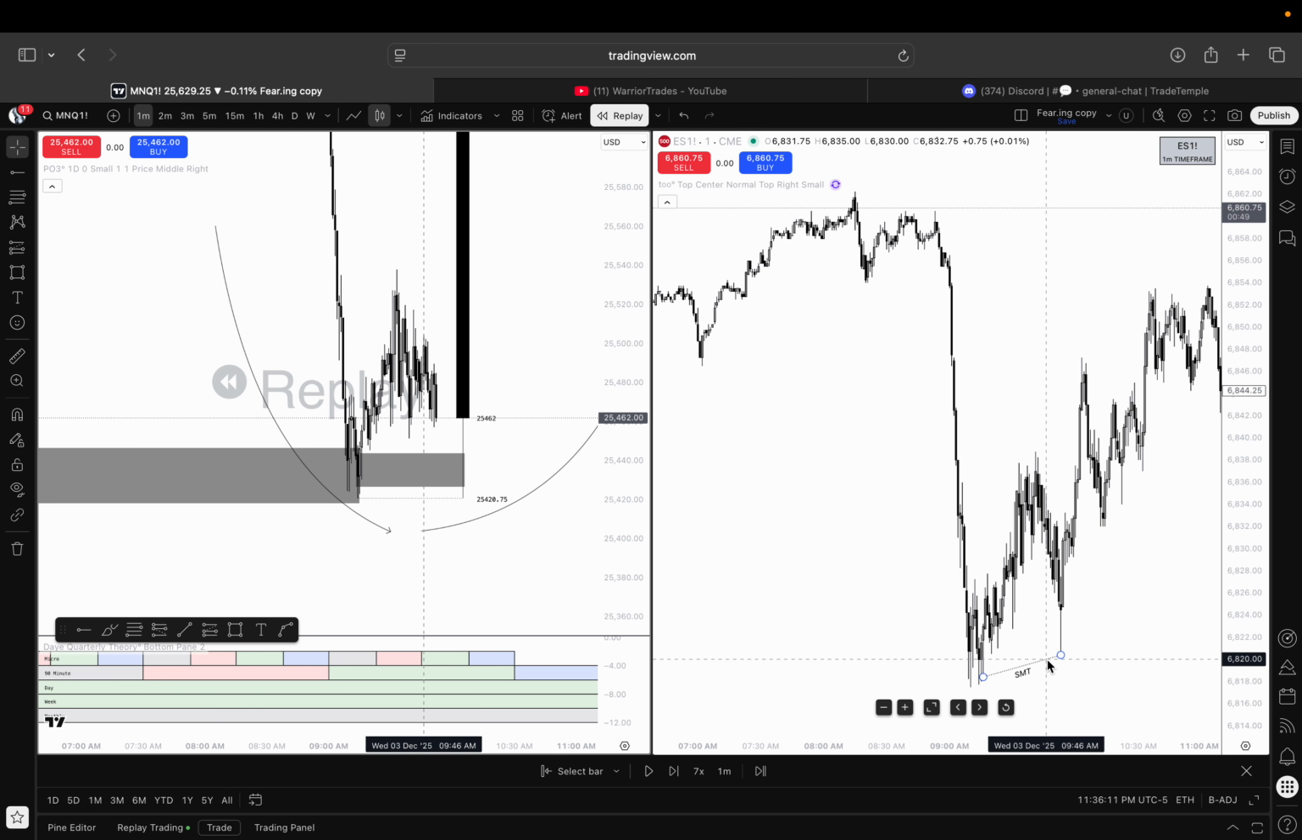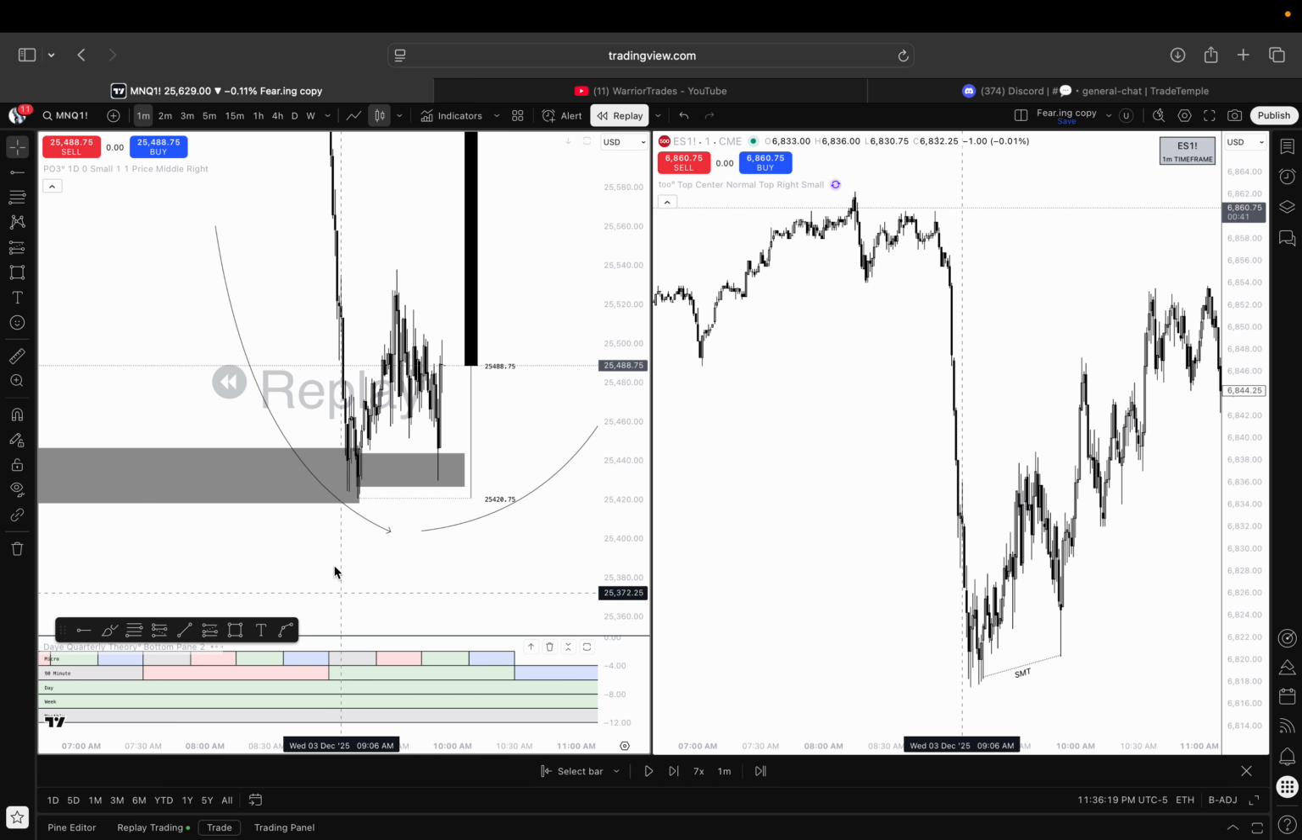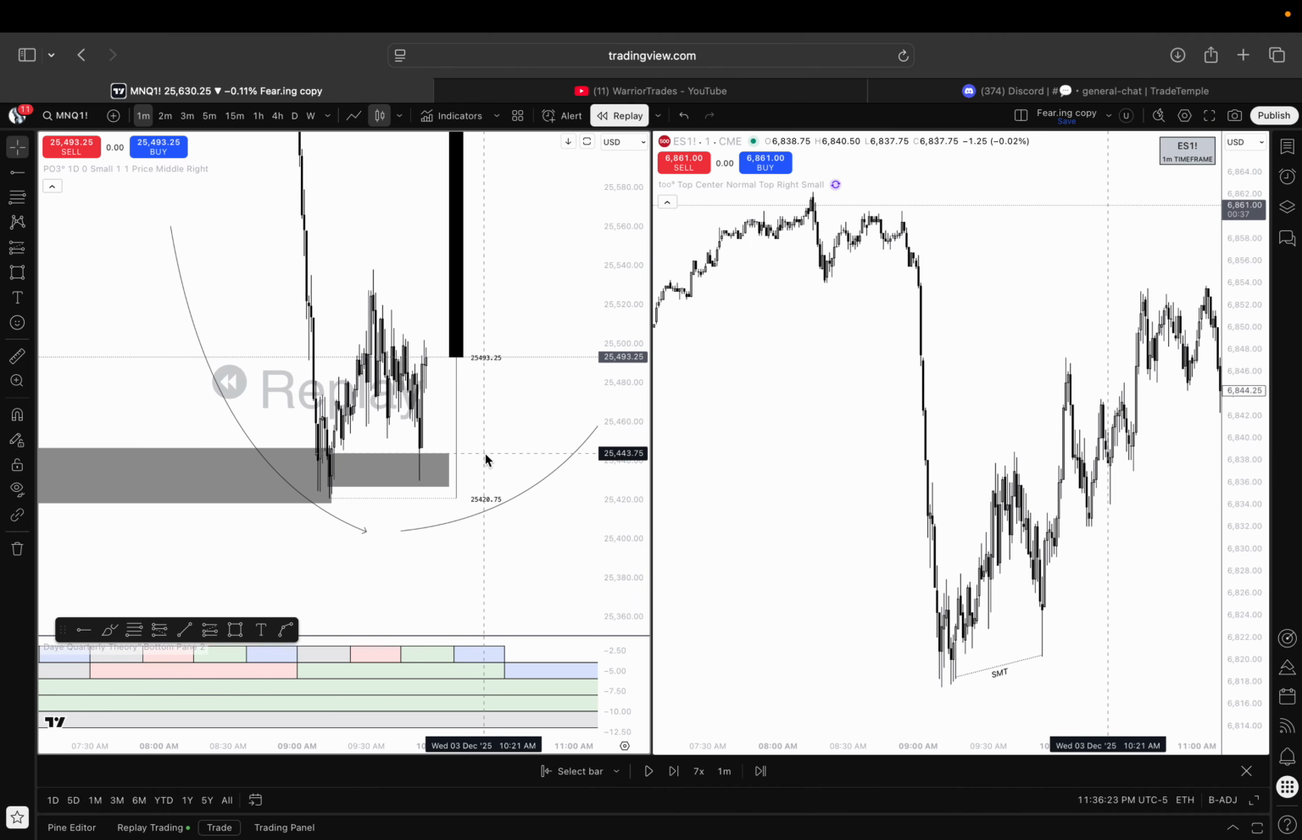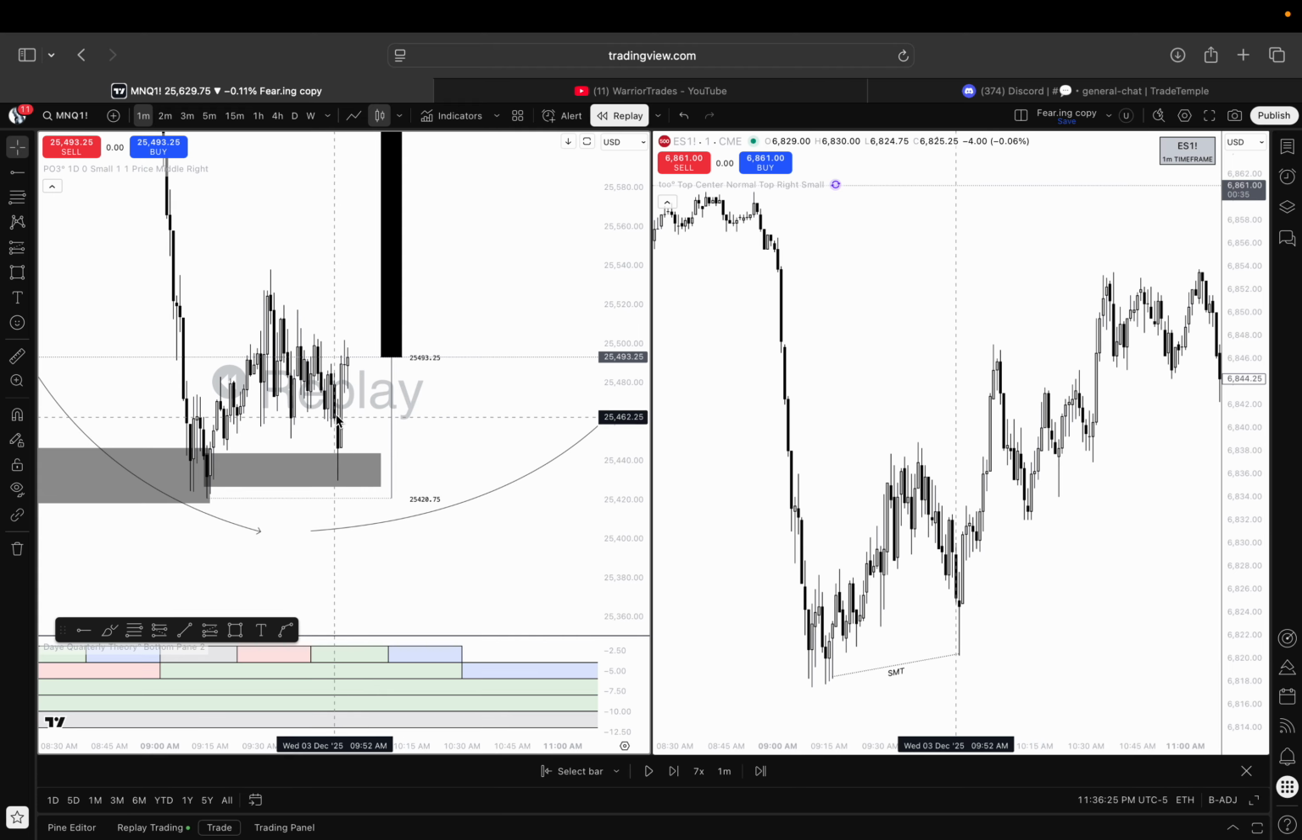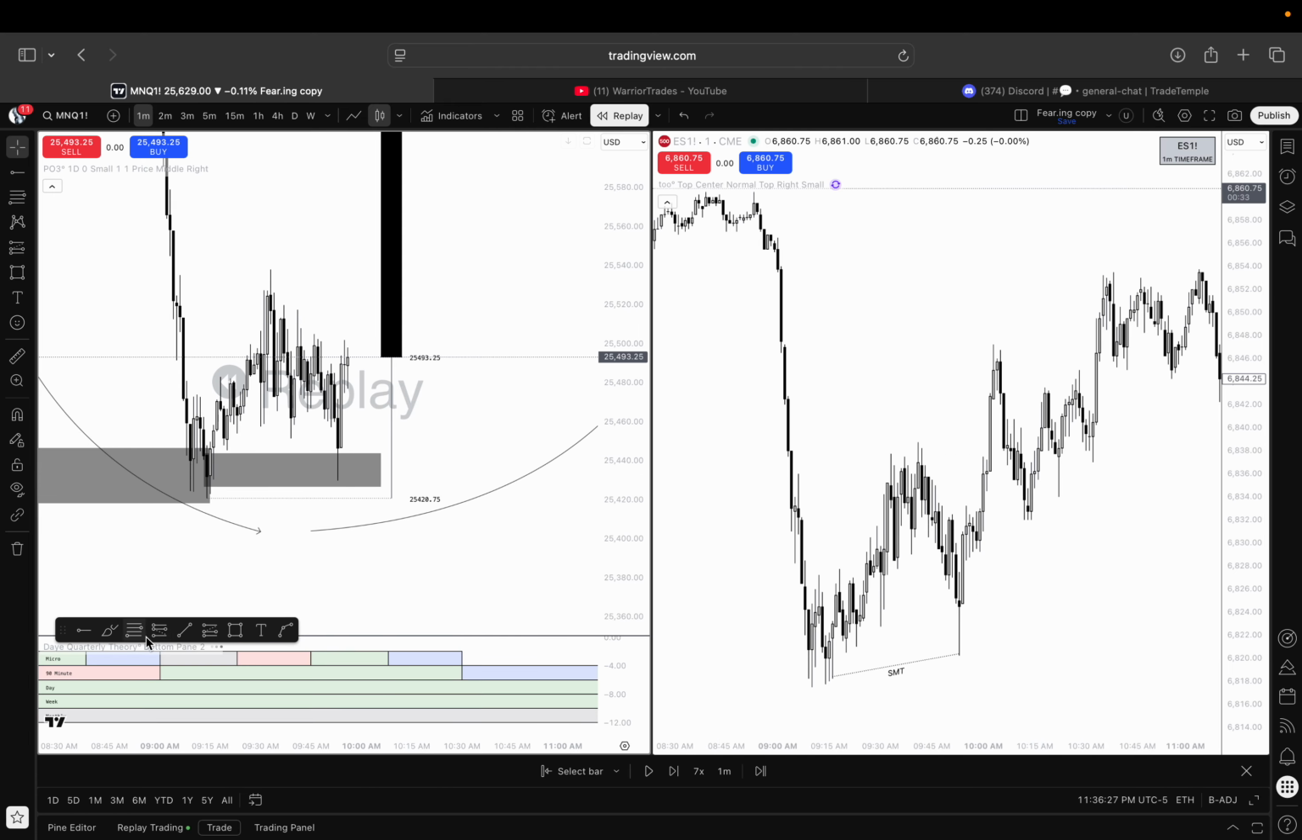So obviously, coming into this, what do we see? We're looking at ES and we're looking at NQ. We see, what does ES do when we make what? An SMT, right? And within that SMT, within that order block that it retests, right? What do we see right here? Boom, fair value gap.